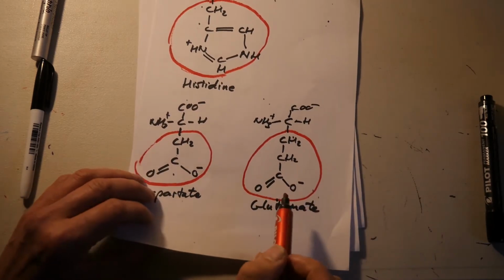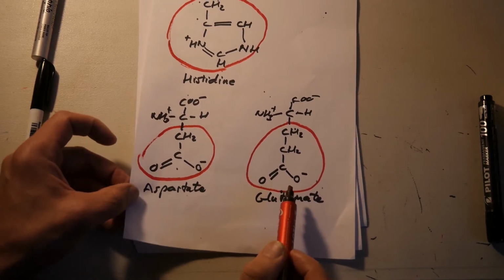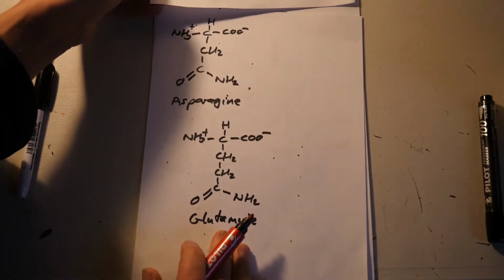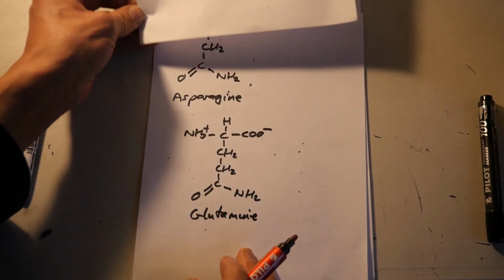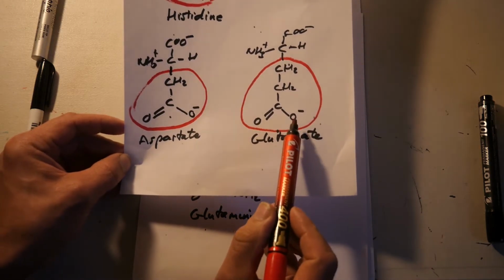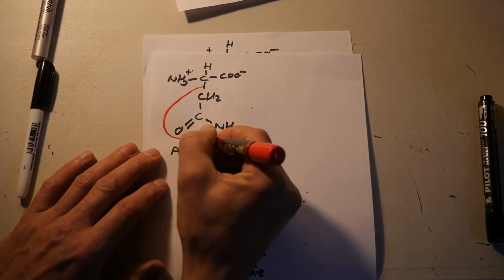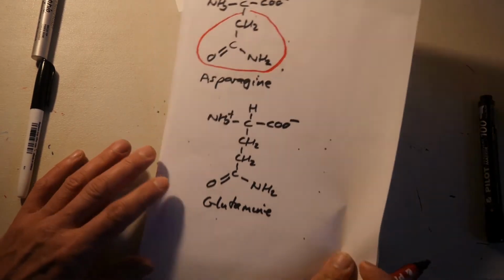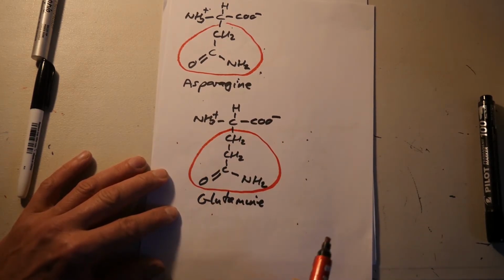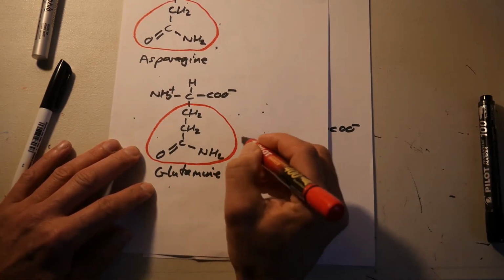And then if you take the amino derivatives of these, so if you replace this with NH2, you get asparagine and glutamine, okay? So you're replacing the O negative with NH2, you get this, which is asparagine and glutamine, okay? For the record, these are primary amines, okay?